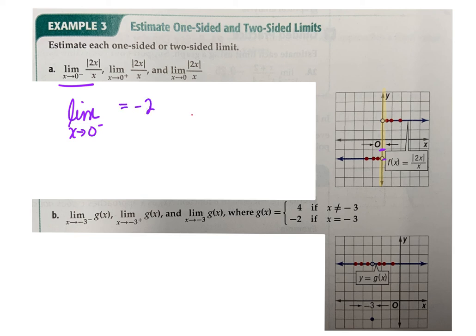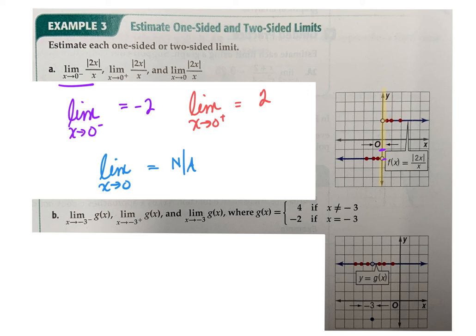Let's look at from the right. As x approaches 0 from the right, what's happening there? +2, right? And then they ask for overall limit. And you would say, it does not exist. We do not have one. Does not exist. All right? There is no limit overall.